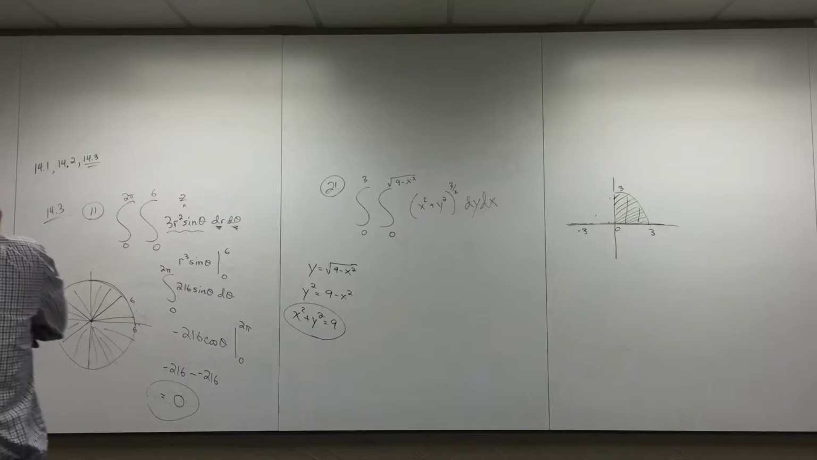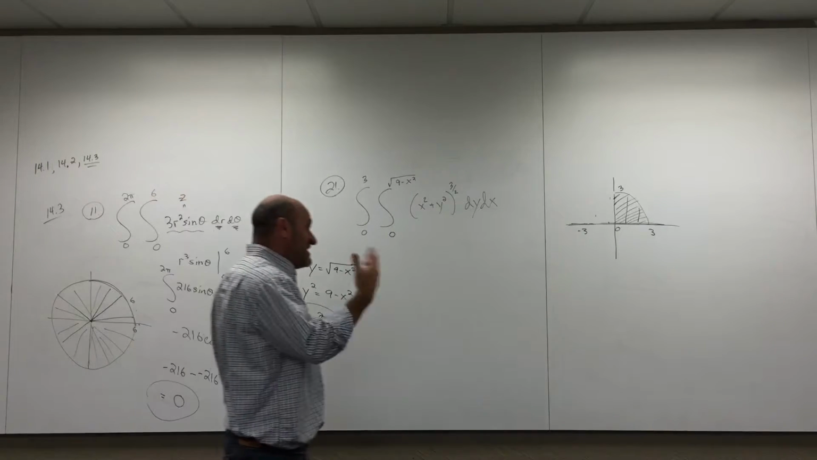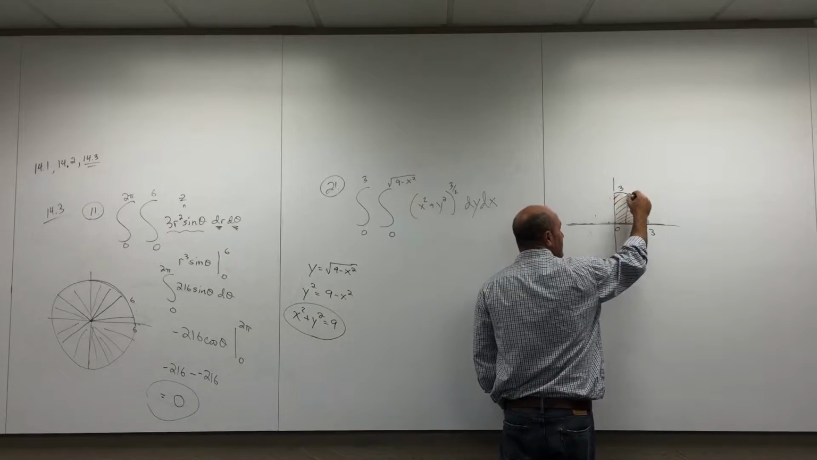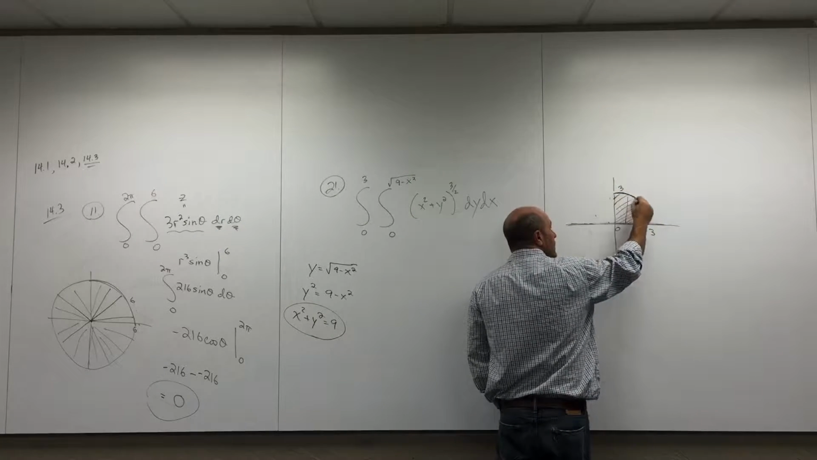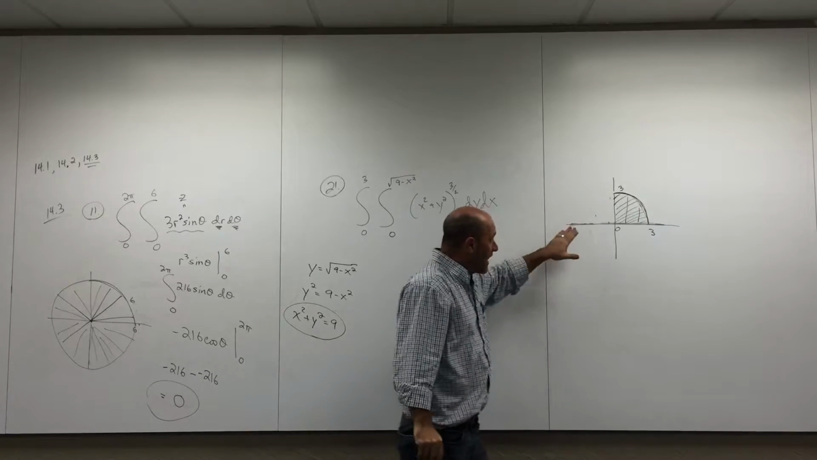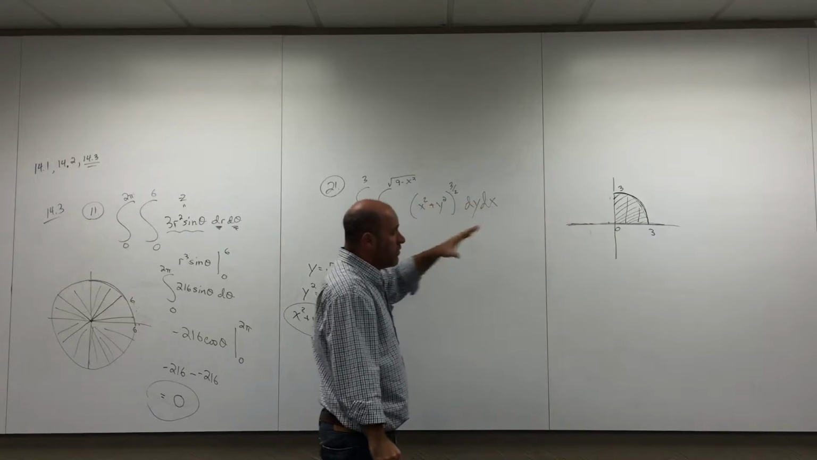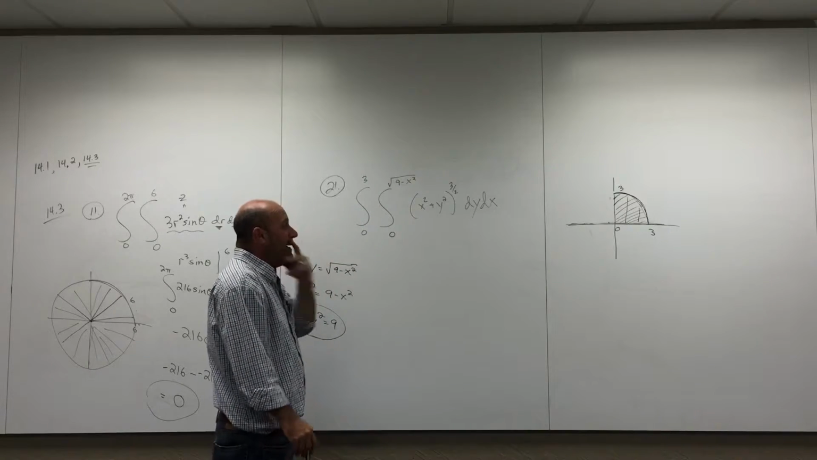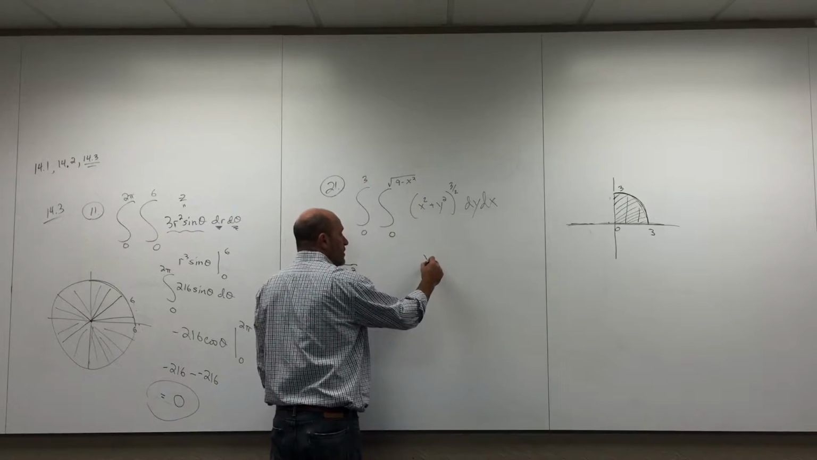My point is, this is the convincing part, because it's circular, and that's the real reason why I want to do this in polar coordinates. It'll make these bounds a lot easier. Here we go. We're switching to polar.